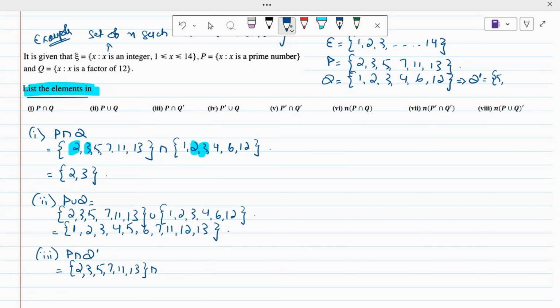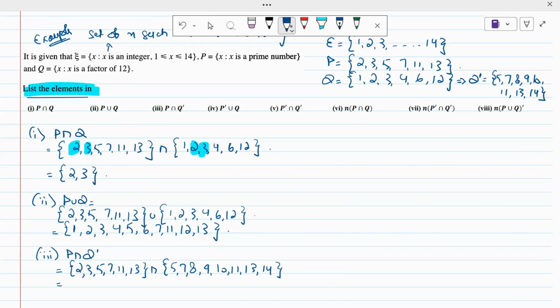5, 7, 8, 9, 10, 11, not 12, 13, and 14. This is all Q complement. So Q complement is 5, 7, 8, 9, 10, 11, 13, and 14.